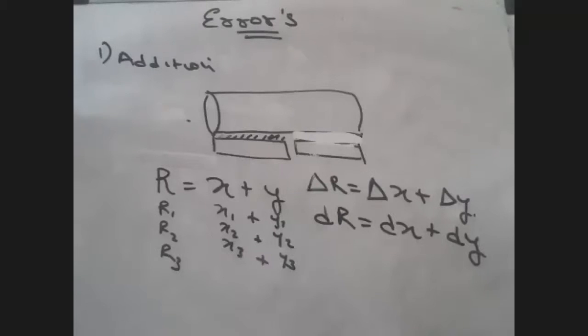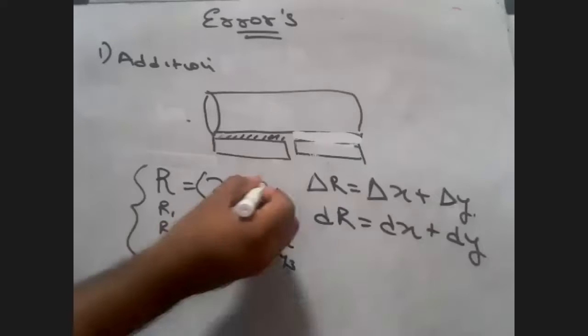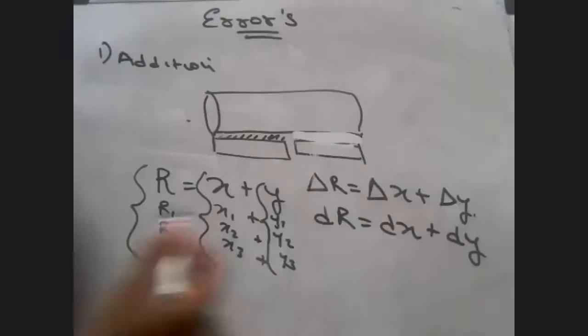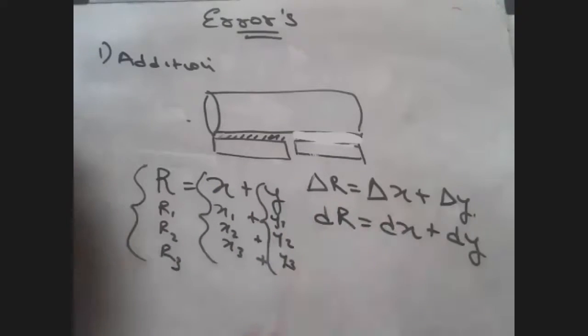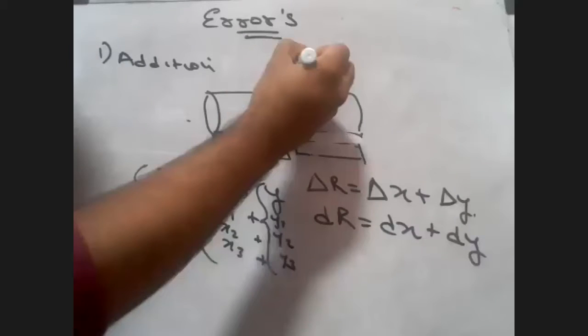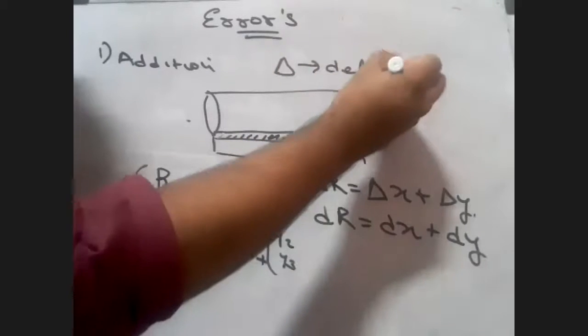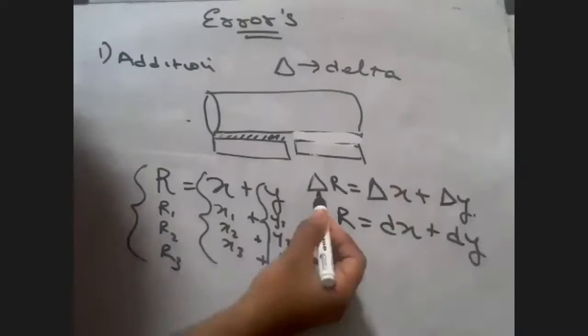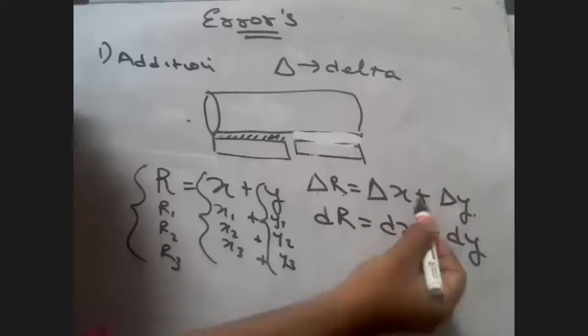Then I simply told you that the change in this result is equal to the change in x plus the change in y. That can be written with this triangle, which means delta. Delta simply means change. So change in result is equal to change in x plus change in y.